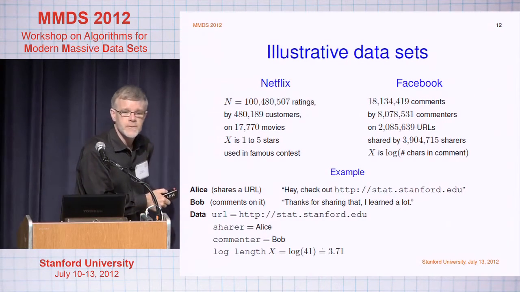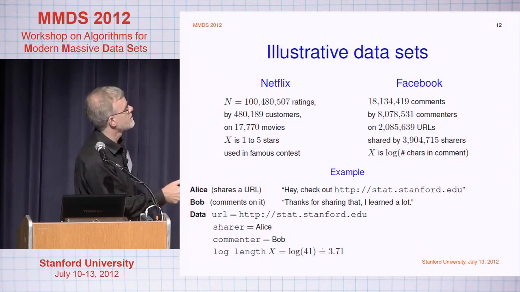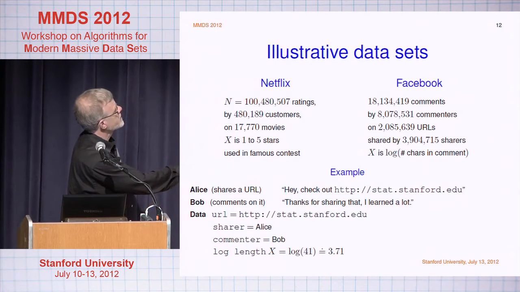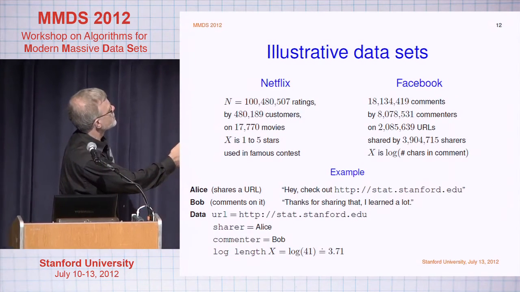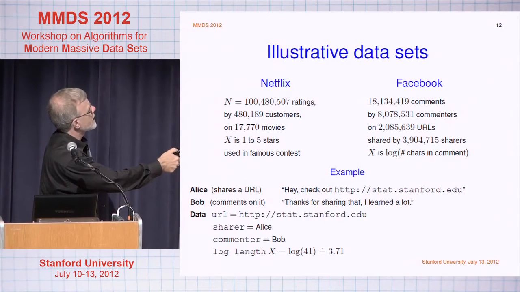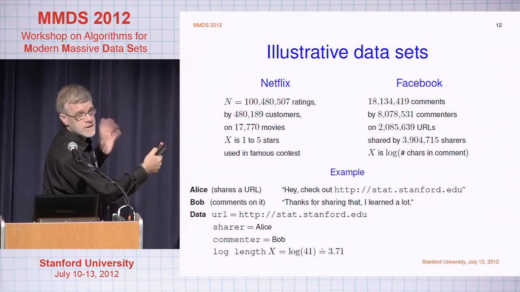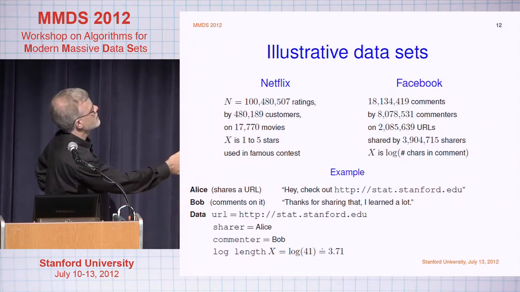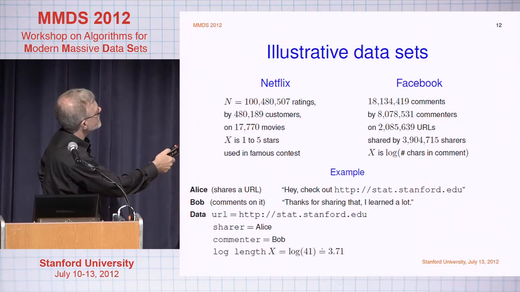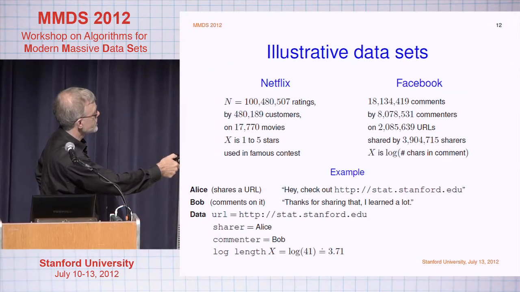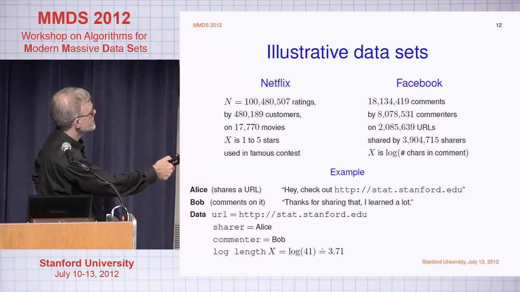I'll show you the 3-way data we used, courtesy of Facebook. It's sharing data. So here's an example. Alice shares a URL, and Alice says, "Hey, check out this URL." And Bob is the commenter. Bob's very enthusiastic. Bob says, "Thanks for sharing that. I learned a lot." And then the data set that we get has these 3 entities: which URL it is, the Alice who shared it, and Bob who made the comment.